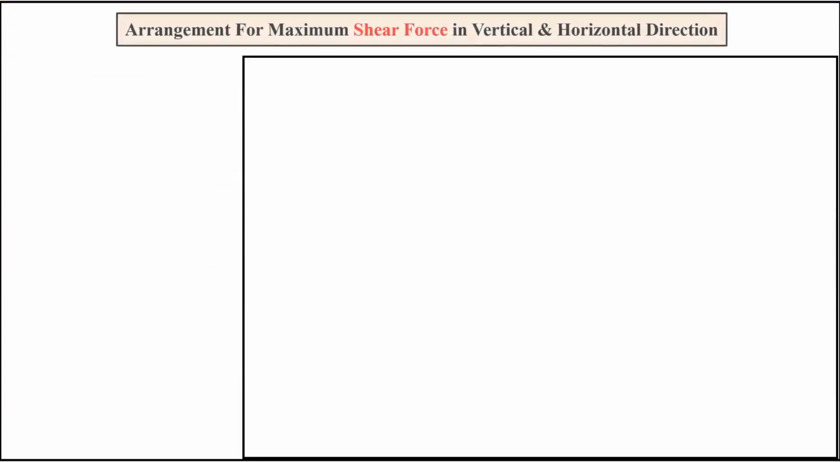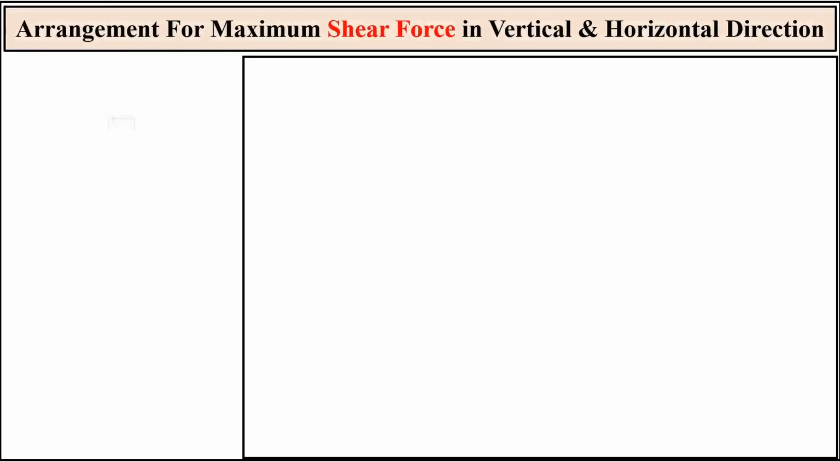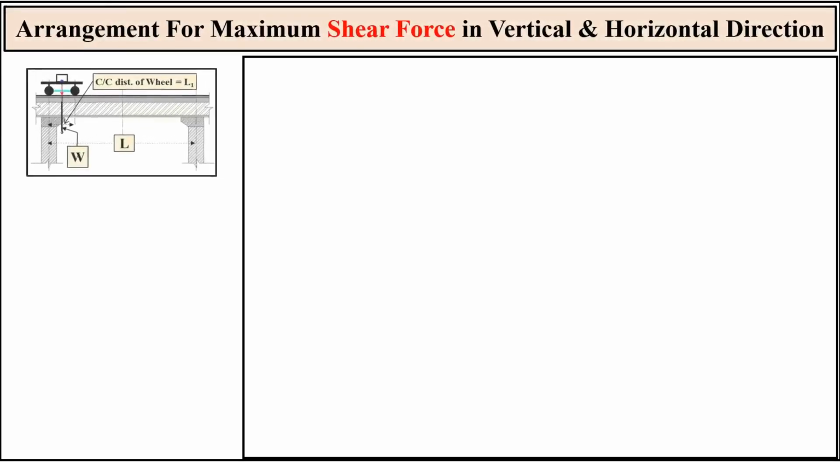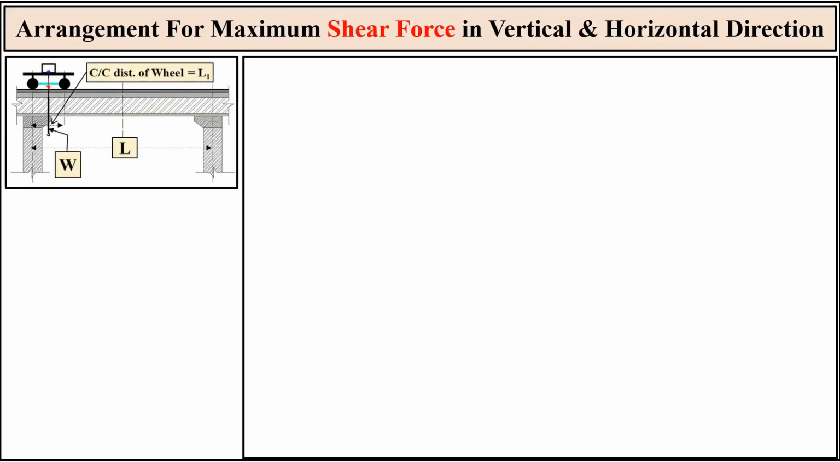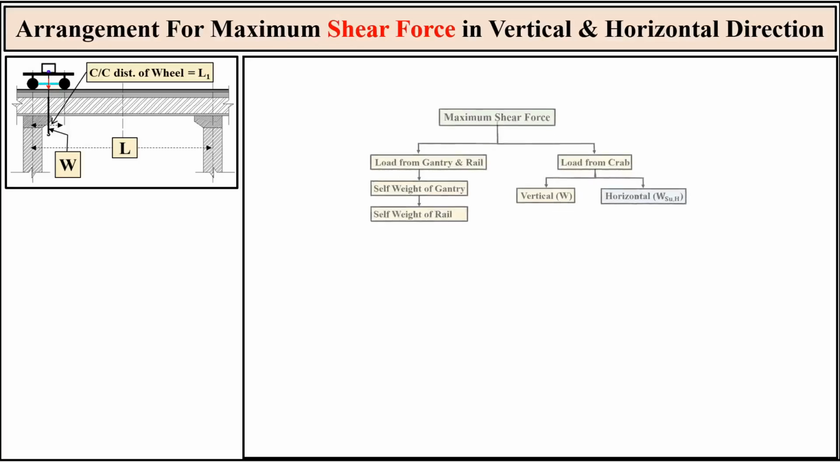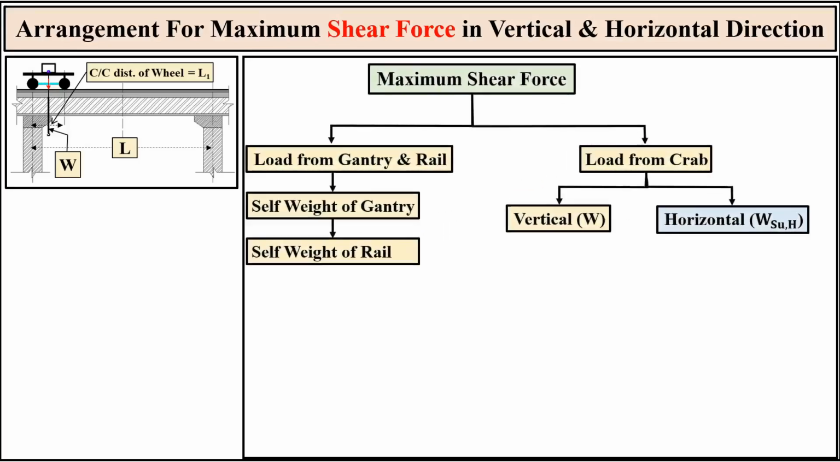In this slide, we will evaluate the arrangement of the crab position for calculating maximum shear force in both vertical and horizontal directions for a gantry system. To ensure a safe and economical design, we must categorize the total shear into two main sources: the static loads from the self-weight of gantry and rail, and the dynamic moving loads from the crab.